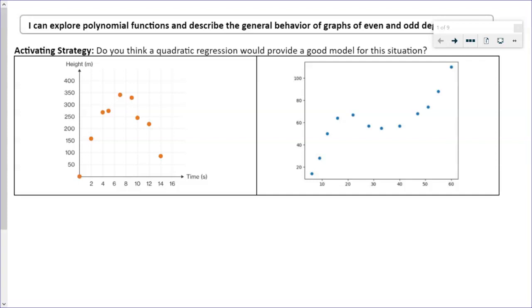All right, we are going to go over the 5-10 notes on polynomial functions and behavior. So as you guys know, I'm not there today, so hopefully everybody watches the video so we can catch on.